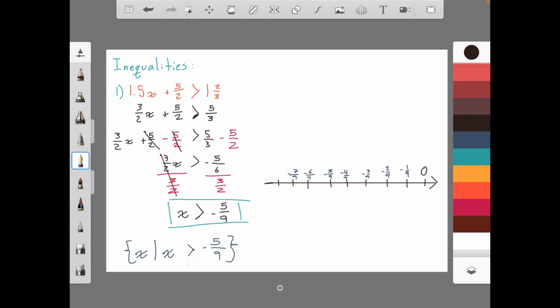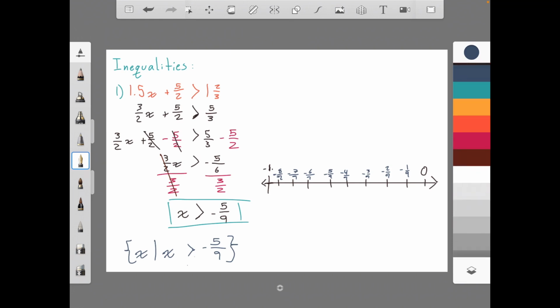Okay, and this is going to be negative 1. This is going to be negative 8. Okay, so now that we have that, we have to place this over here. So let's say 5/9. Okay, so we locate it over here.